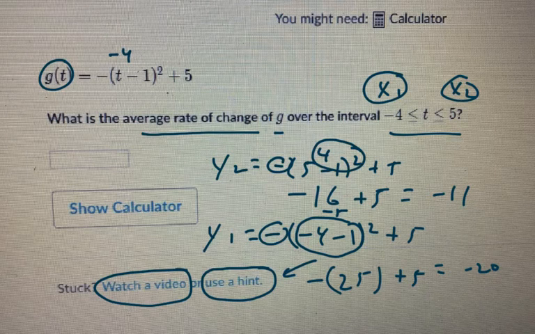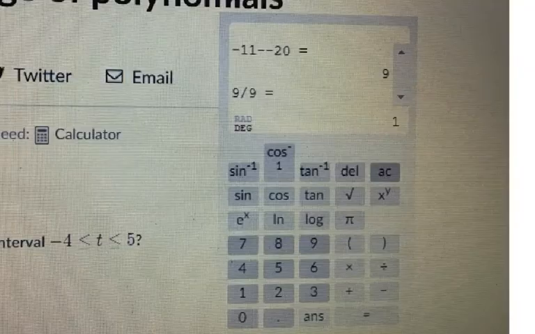Now, the other reason why I wanted you to watch this video, by the way, is I want you to know that on the state test, you're not allowed to use your own calculator. You have to use a calculator on the computer. And if you notice right up here, that's where you can click to get the calculator. Now, I'm pretty sure I did this on the calculator. Let's see if my memory serves me right.